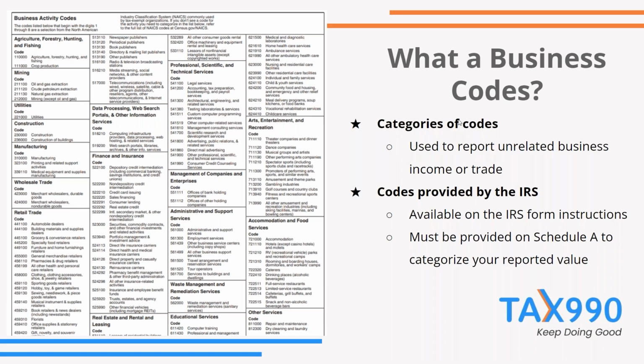This list that I have here on the presentation is available on the IRS database, and you can access the same list through your Tax990 account 990T form as well. And we can take a look at that and where to access that here in a little bit.